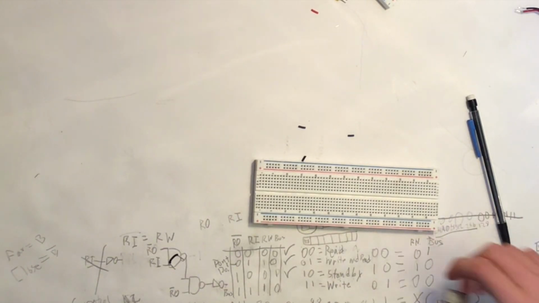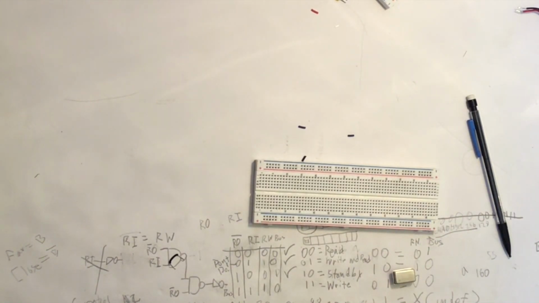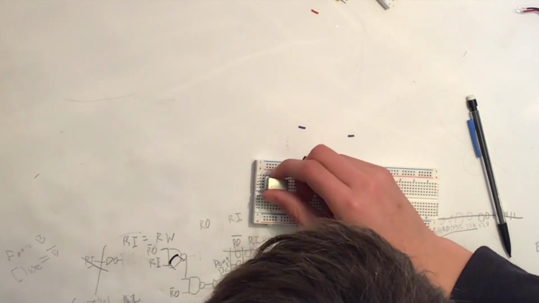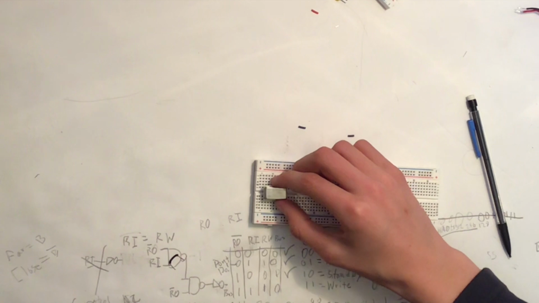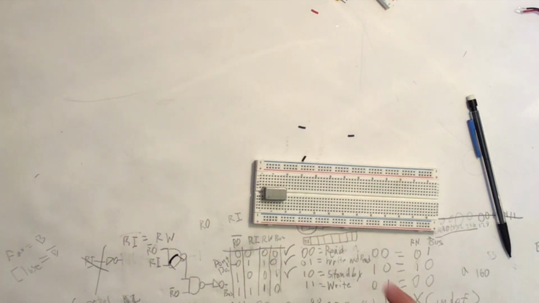Hello, and welcome back to the second episode in this 8-bit breadboard computer series that I am currently doing. Today we're going to be building the clock module for the computer running at 20 megahertz, but it will be clock divided down to 5 and 2.5.